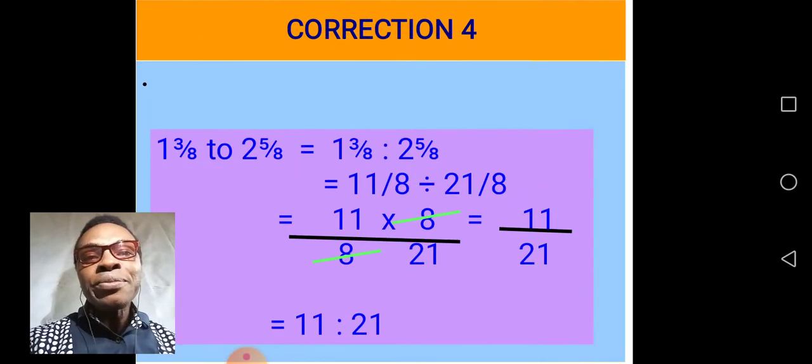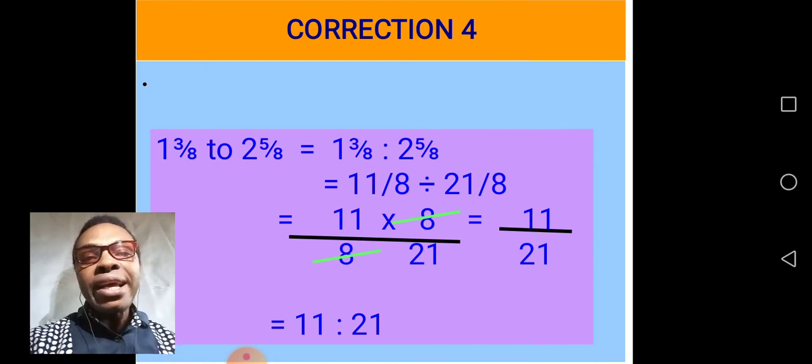Number 4, we have 2 mixed fractions here. 1 whole number 3 over 8 ratio 2 whole number 5 over 8. Remember, your mixed fraction can be changed to an improper fraction. So you have 8 times 1, 8 plus 3, 11 over 8, divided by 8 times 2, 16, plus 5, 21 over 8.